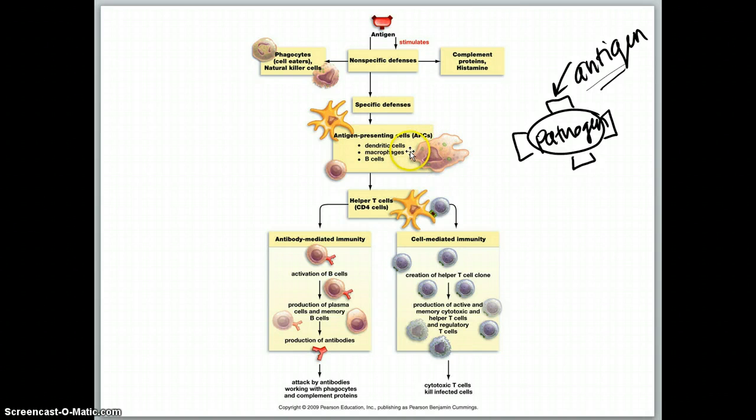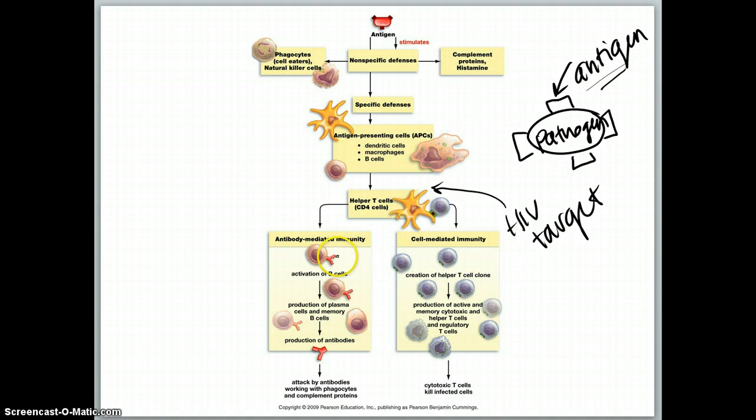So you have those dendritic cells. Remember, that'll find the little cell pieces of the antigen, and they'll present it to these helper T cells. Helper T cells, these are the ones that HIV actually targets, which is why HIV is so terrible for your immune system. These helper T cells will activate the antibody-mediated immunity and cell-mediated immunity.